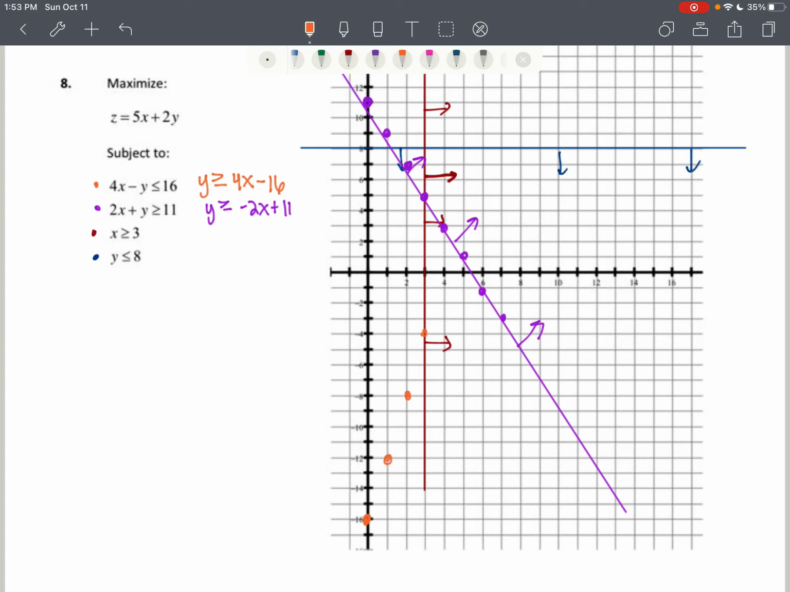Up 4, right 1, up 4, right 1, up 4, right, uh-oh, we didn't go through a lattice point. It's going to end up being okay, but we're going to have to do a little bit of work. So that was y is greater than, so we're going to shade above, so above the line would be above the y-intercept. So hopefully you can see, I'm going to circle these vertices in black.